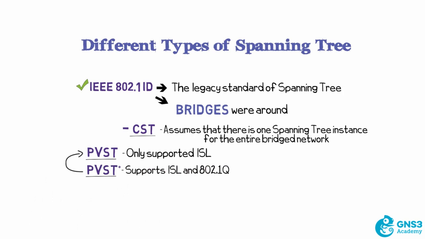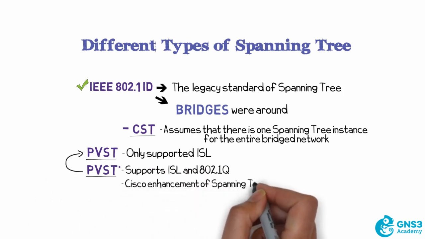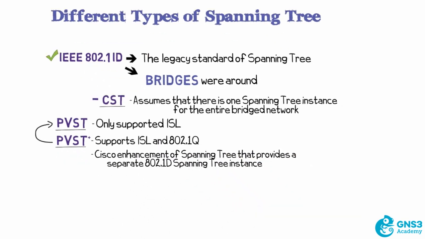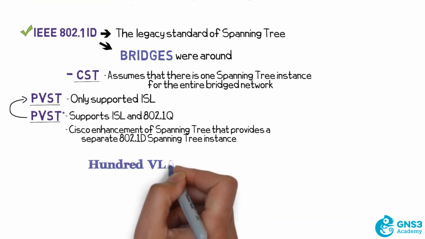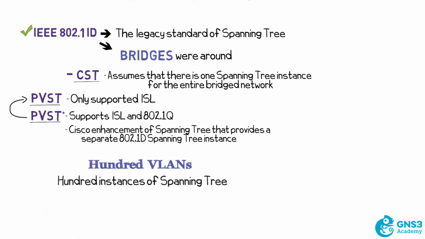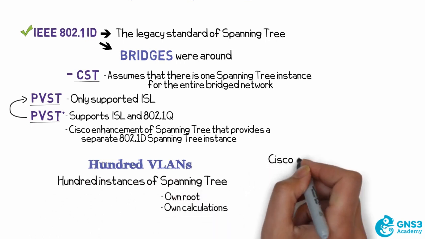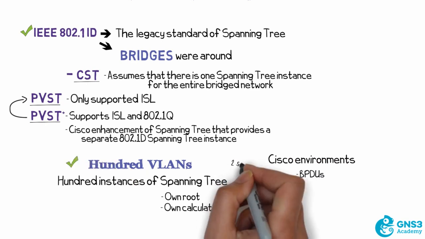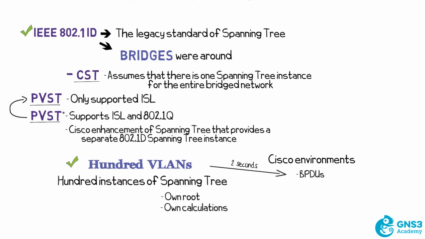So this is a Cisco enhancement of spanning tree that provides a separate 802.1d spanning tree instance for every VLAN. If you had 100 VLANs, you would end up having 100 instances of spanning tree. Each spanning tree would have its own root and would do its own calculations. In Cisco environments, each spanning tree would send its own BPDUs, or bridge protocol data units. So if you had 100 VLANs, every 2 seconds, 100 BPDUs are sent.